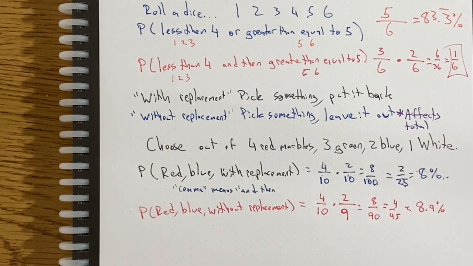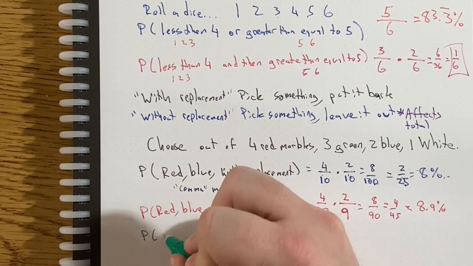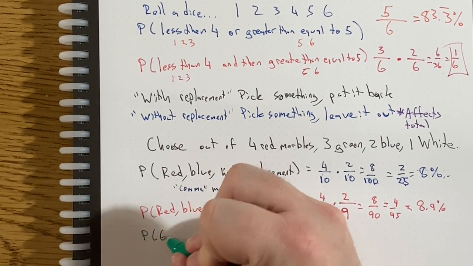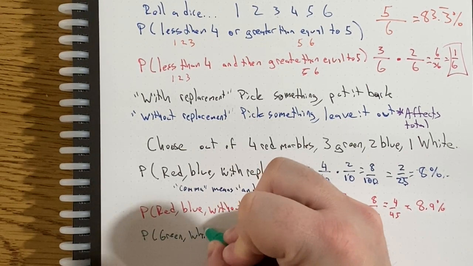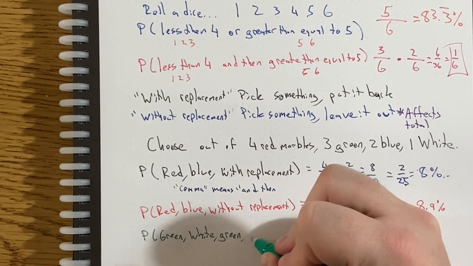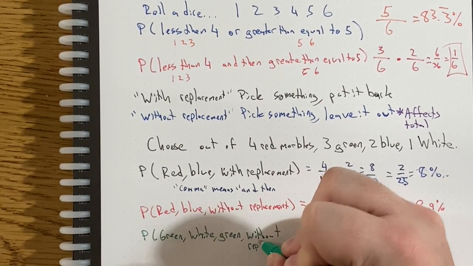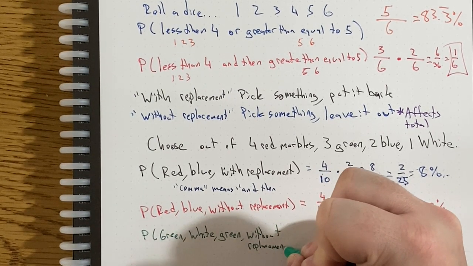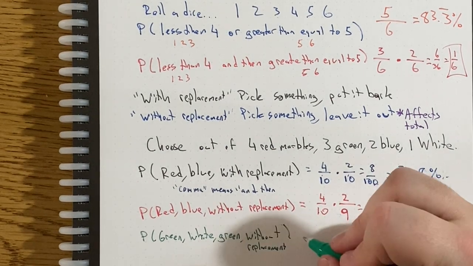The other thing to be careful of, I could say the probability of green, white, green without replacement. So that's 3 different fractions you're going to have.